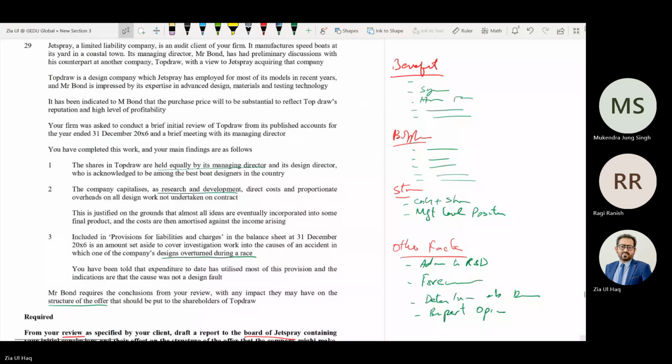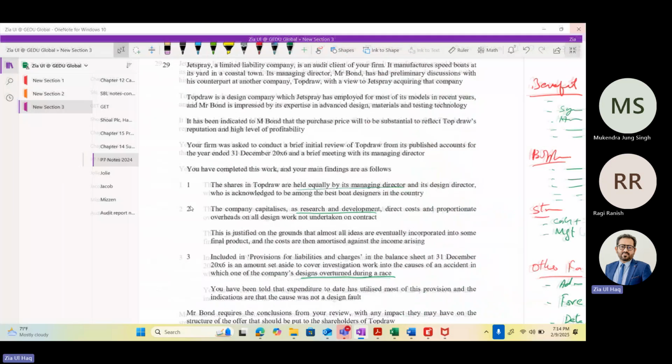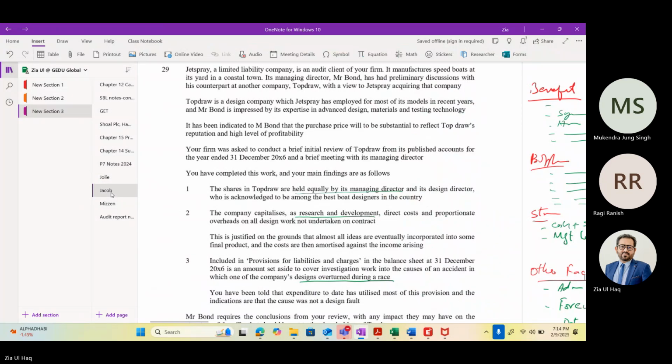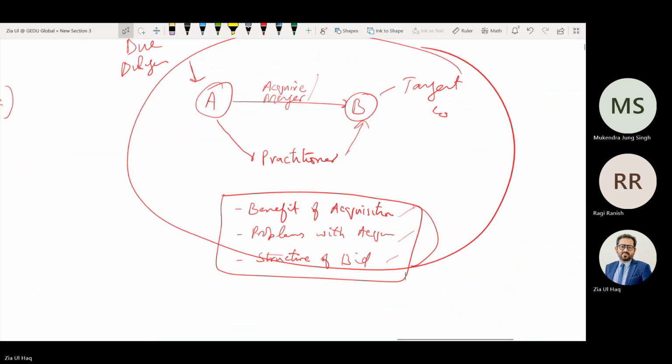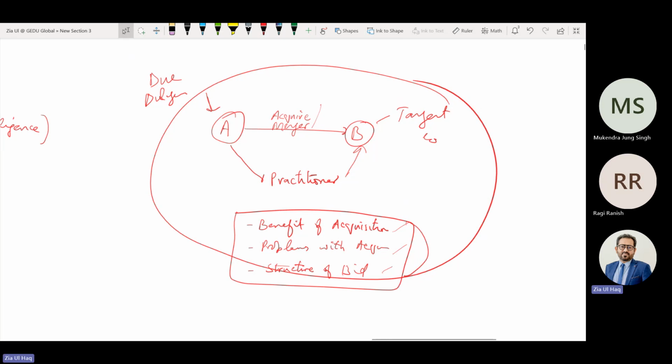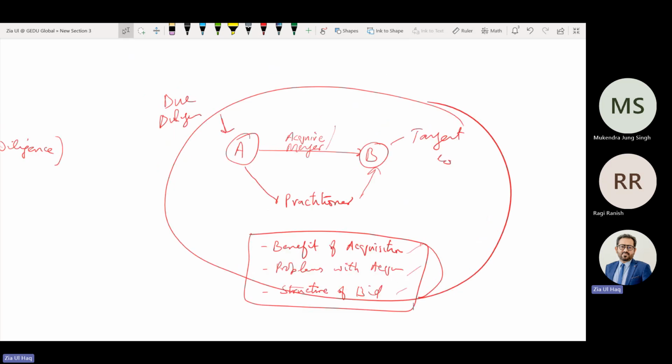Okay, so moving towards questions on due diligence assignment. Due diligence assignment, where we are helping any investor in acquisition or merger cases, and we are providing a report on the target company regarding benefits, problem, and structure of a bid.